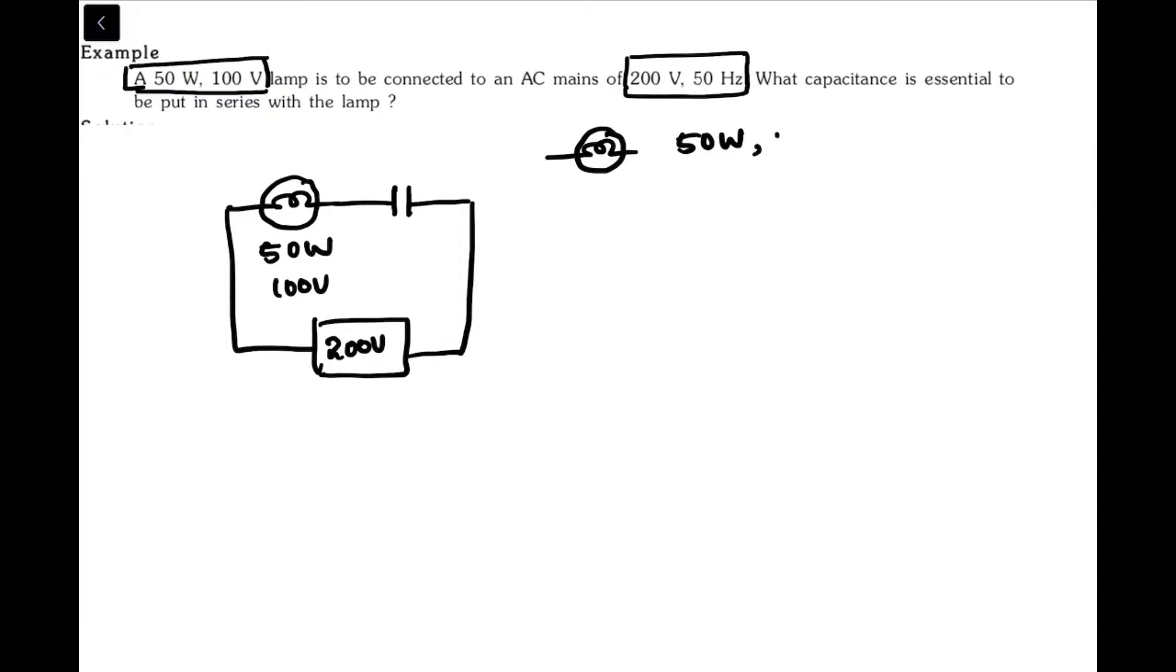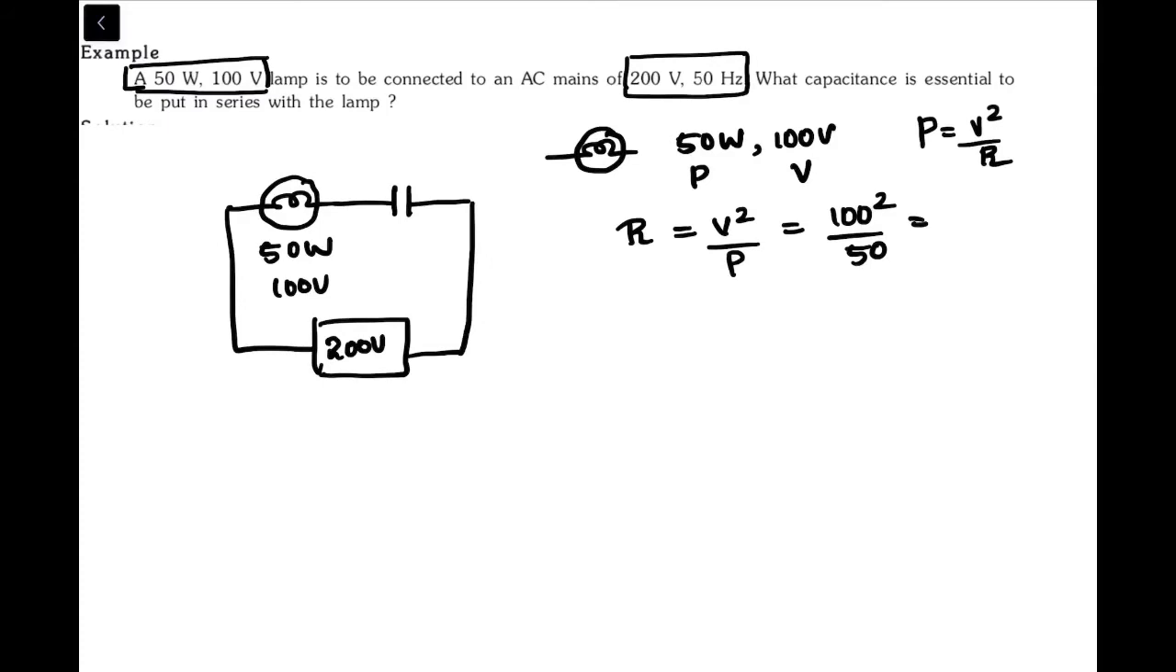Let me focus your attention on this particular value. Power is 50, voltage is 100, from which you can calculate the value of resistance. How can we calculate? Because we know a formula, power equals V square by R. So R will be equal to V square by P. Substituting 100 square by 50, you get the resistance as 200 ohms. So the resistance of this bulb is 200 ohms.